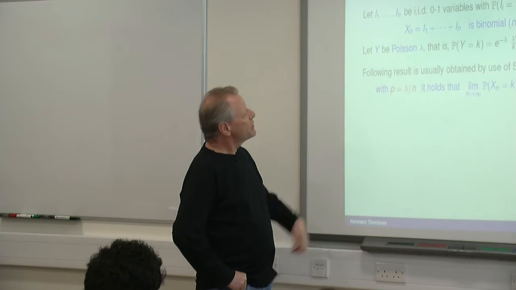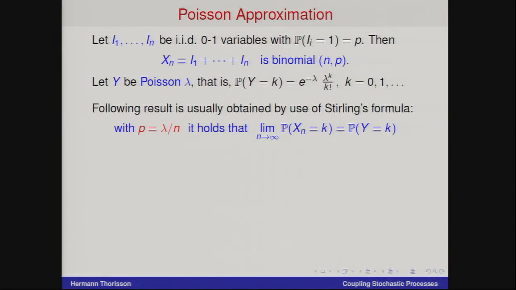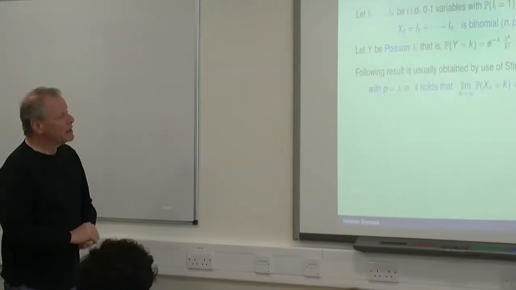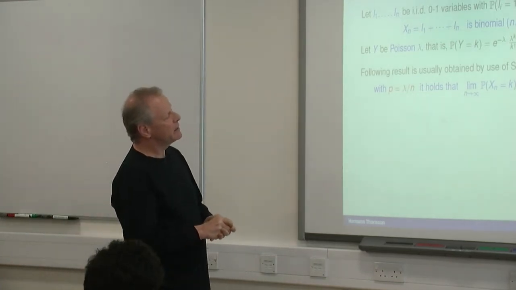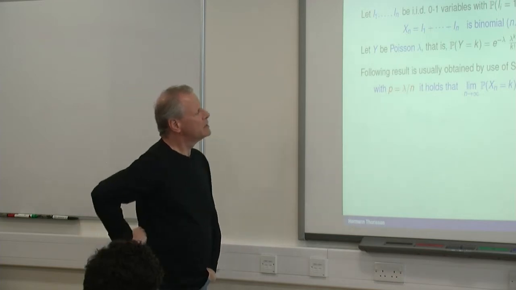Okay, so this result here is usually obtained by use of Stirling's formula. I think that's just generic, that it's done that way. So if we take p here, this lambda divided by n, then this probability tends to the Poisson probability. That's the standard thing we teach our students in the first year. Engineering students, and I think any people who take probability at the university level.